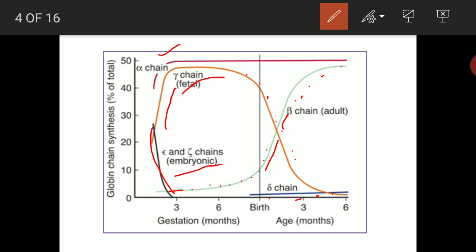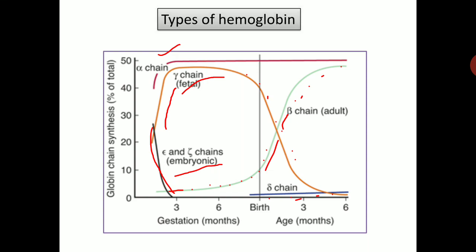For types of hemoglobin, I will prepare a separate video. Till now, just remember the switch in fetal life: fetal hemoglobin, which constitutes 2 alpha and 2 gamma chains, is in higher proportion, and after birth adult hemoglobin, 2 alpha and 2 beta chains, is in higher proportion, and the switch between fetal hemoglobin and adult hemoglobin occurs from birth to 3 months of age.